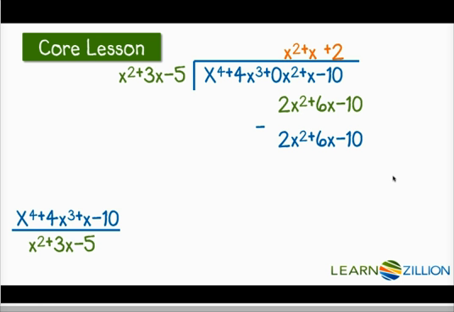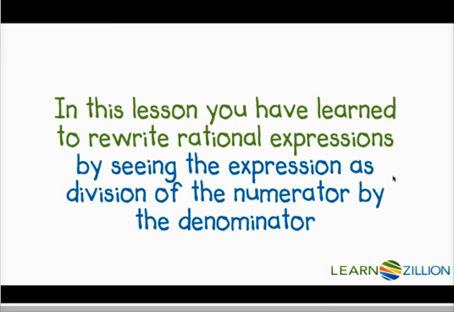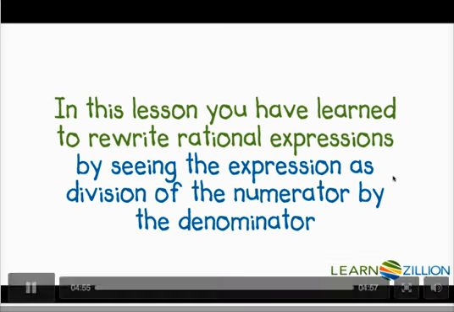So here's the initial fraction that I had. And now, based on the long division that I did, I know I can rewrite it as x squared plus x plus 2 over 1, which I can also rewrite as x squared plus x plus 2. In this lesson, you learned to rewrite rational expressions by seeing the expression as division of the numerator by the denominator.